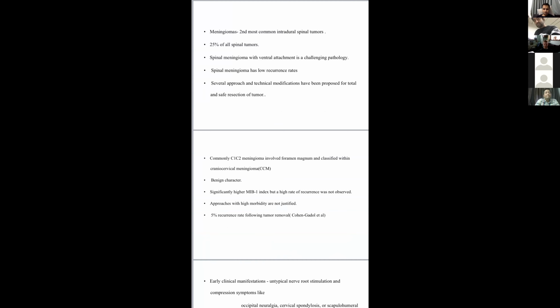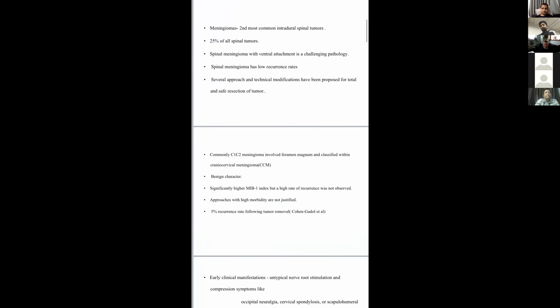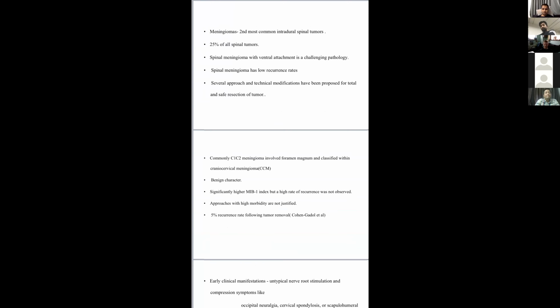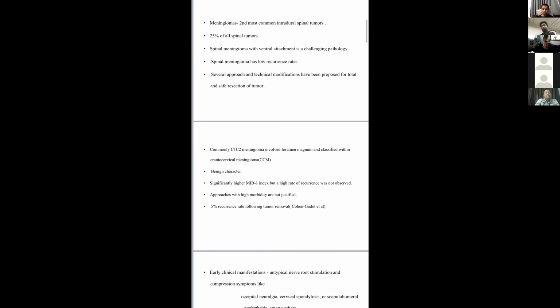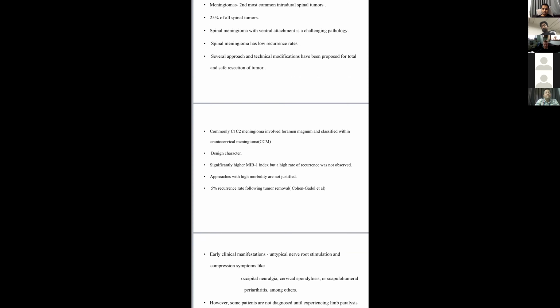Commonly, C1, C2 meningiomas involve the foramen magnum and are classified within craniocervical meningiomas. They are benign in character with a significantly higher MIB1 index, but a high rate of recurrence was not observed in these tumors. Aggressive approaches have very high morbidity and so are not justified. There is a 5% recurrence rate after tumor removal.